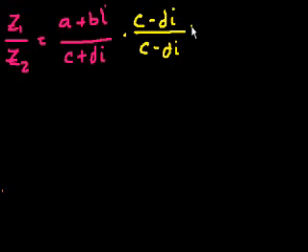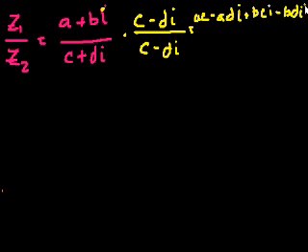And so what do we get? In the numerator, we get ac, so a times c, minus adi, plus bci, and then the last term, we have b times di times minus, so it's minus bdi squared. All of that. This is a plus b times a minus b, so it's equal to a squared minus b squared.